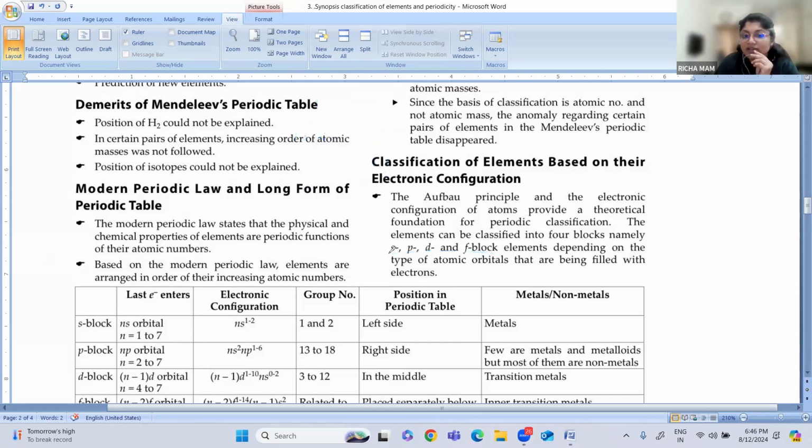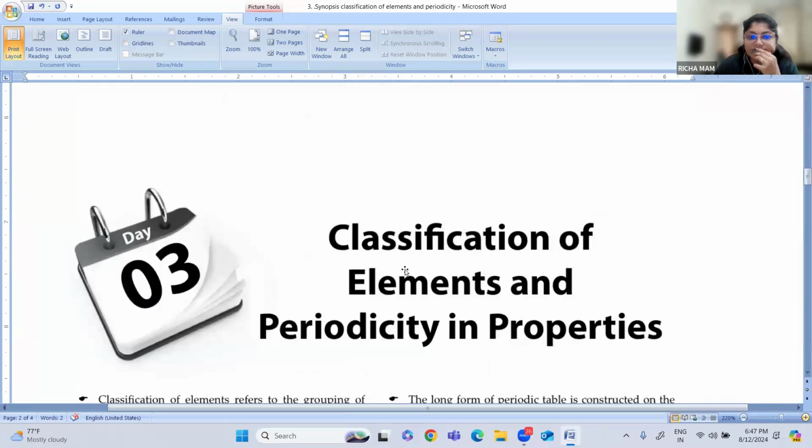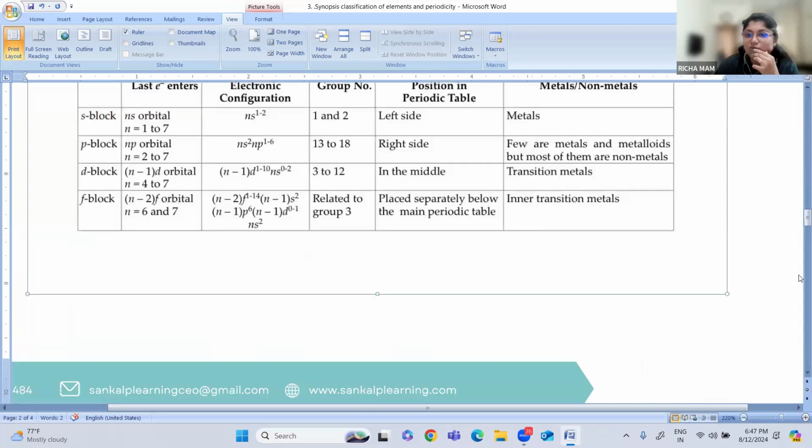So how many blocks are there? 4 blocks: S, P, D, and F. Remember this. Let us see this table now. Can you see the table? Yes. Okay. Now, which are the different elements? Let us see. I've just zoomed in.